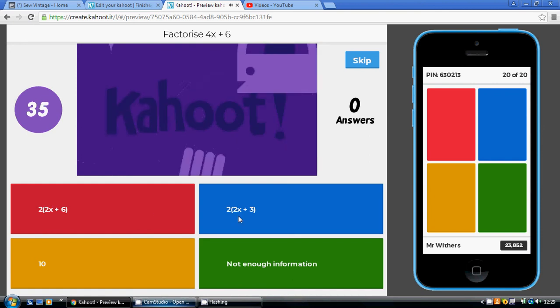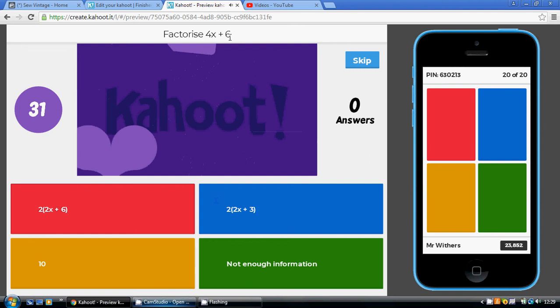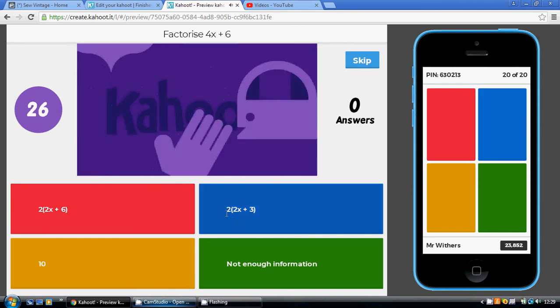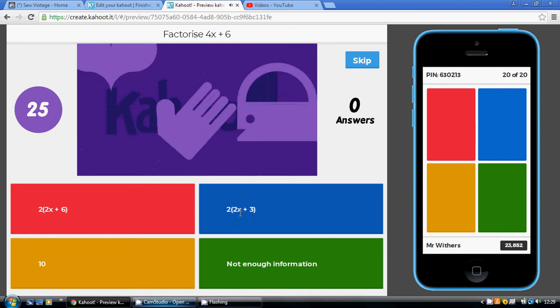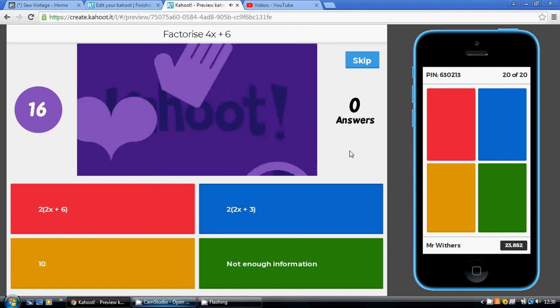So it's one of these first two. But then we've got to think, 2 times what gives us 6? Well, that's plus 3. So this is the correct answer here in blue. They're very easy to check going backwards. 2 times 2x is 4x, and 2 times plus 3 is plus 6. So blue is the correct answer.